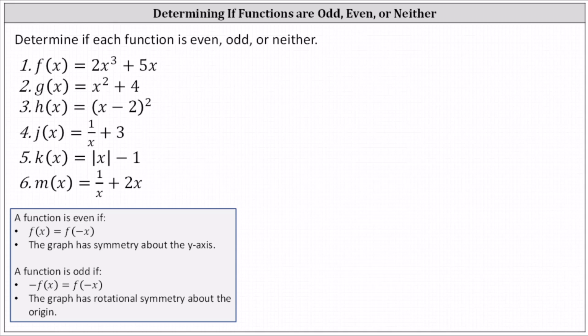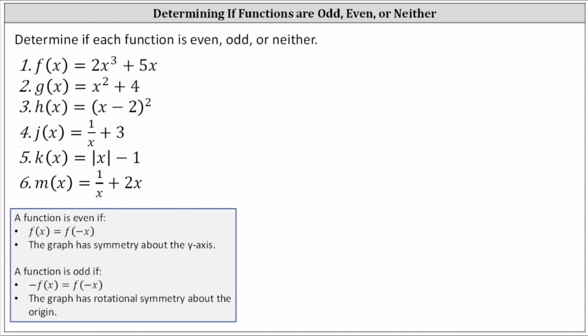Determine if each function is even, odd, or neither. Referring to the notes below, a function is even if f of x equals f of negative x. In addition, the graph has symmetry about the y-axis. A function is odd if the opposite of f of x equals f of negative x. In addition, the graph has rotational symmetry about the origin.